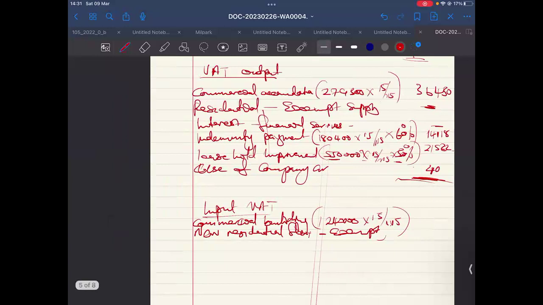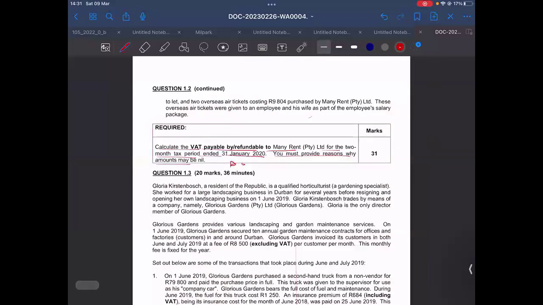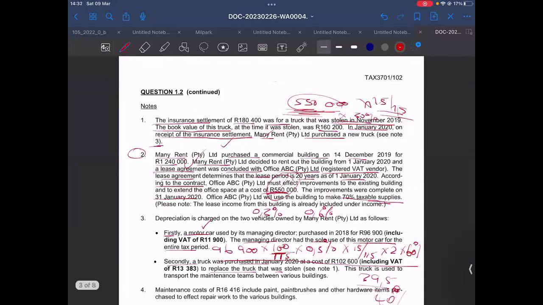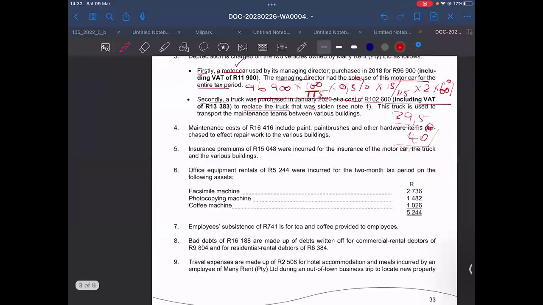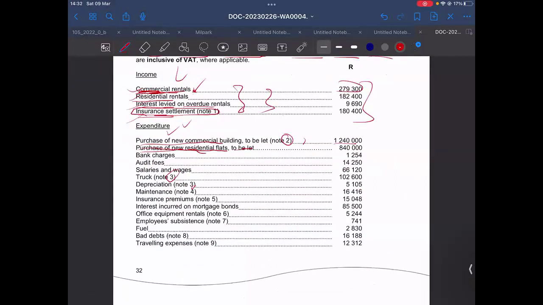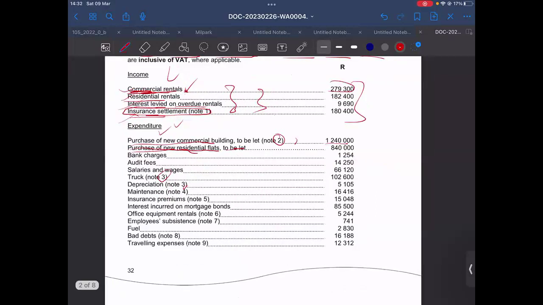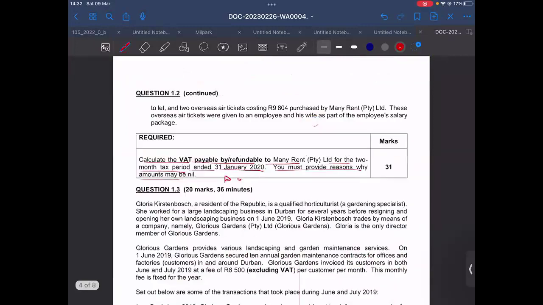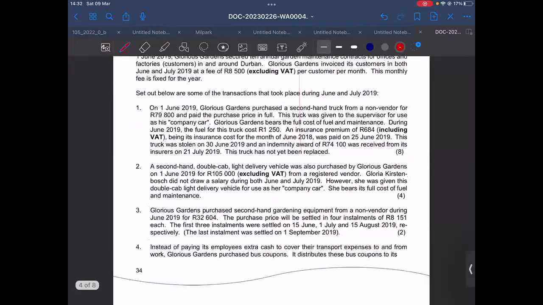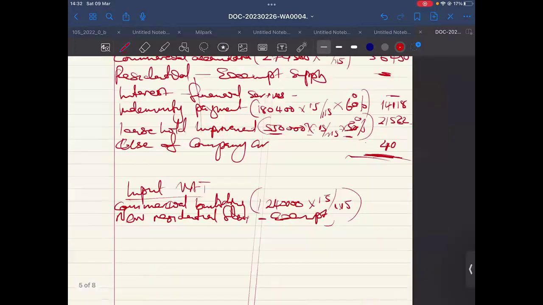Supply. No VAT. And then we move on to the next one, which is bank charges, 1254. What's the story on bank charges? Standard rated. Bank charges are financial services. Of all the financial services, bank charges are standard rated, good people.